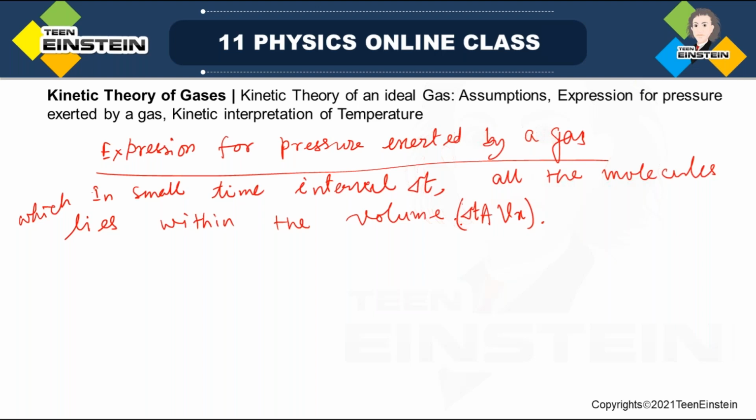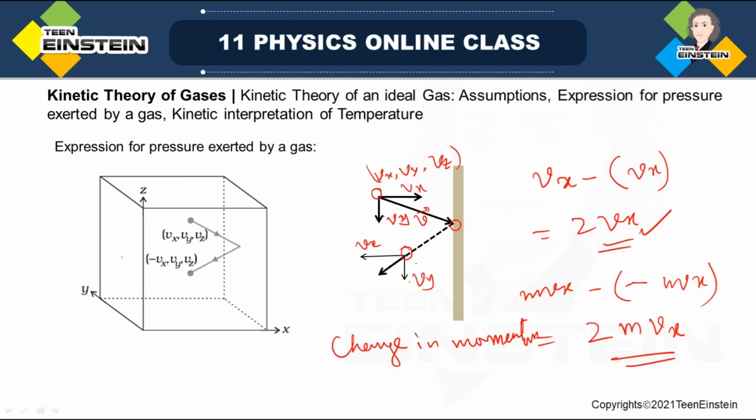So the molecules which lie within this volume only will hit the wall. That is what is said. See, molecules are here with this velocity component. So the molecules will go and hit. Only those molecules will go and hit which are within this region.